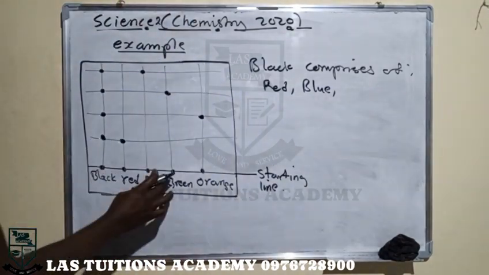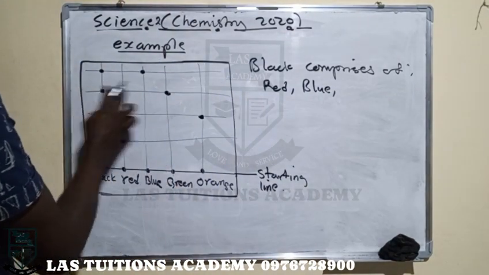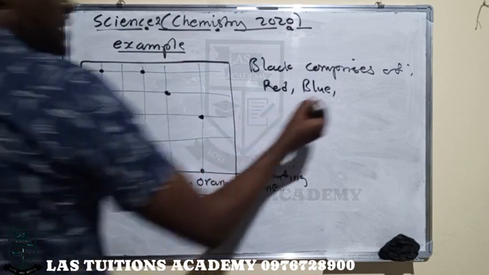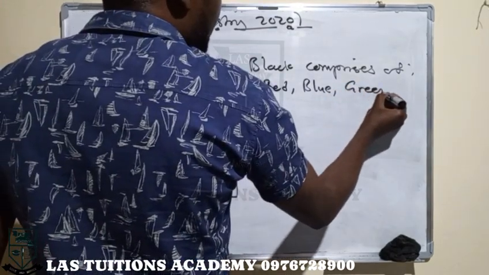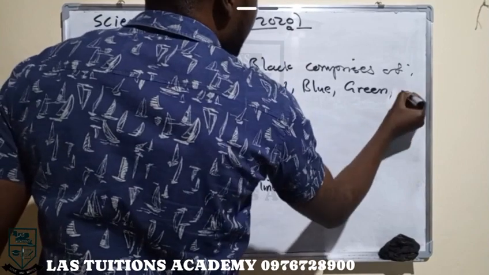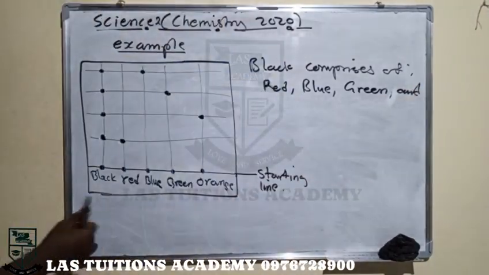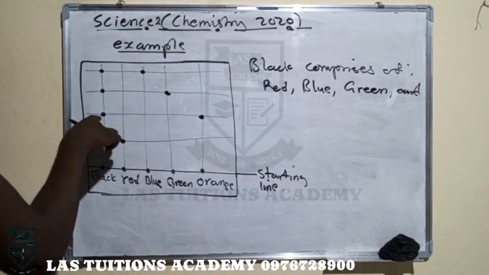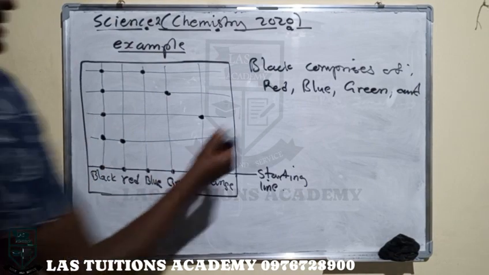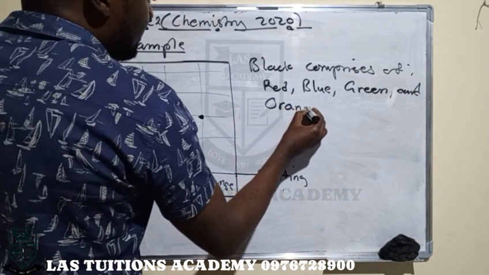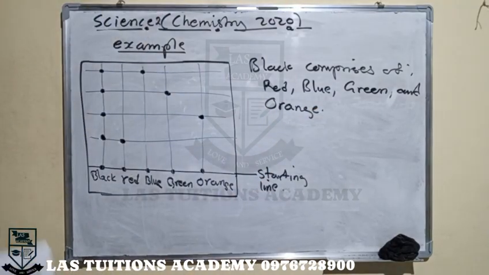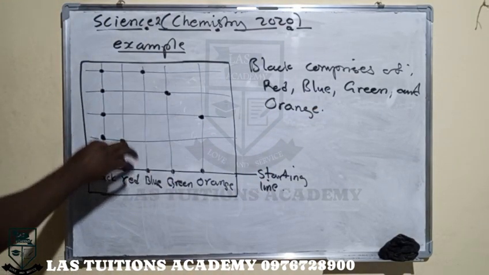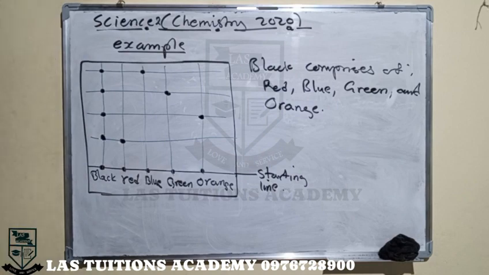So when we come to green, green also is found in black. So it means there's also green in black. And finally, when we see orange, orange rose to this point, and black is also having that point. So you see that in black there's even orange as well. So that's what it means. So all these colors combined together, they give us black. So meaning all those color pigments are found in what? Black. That's what that means.